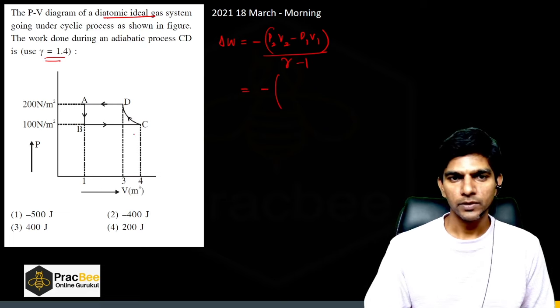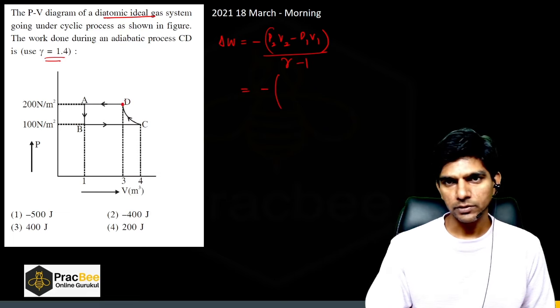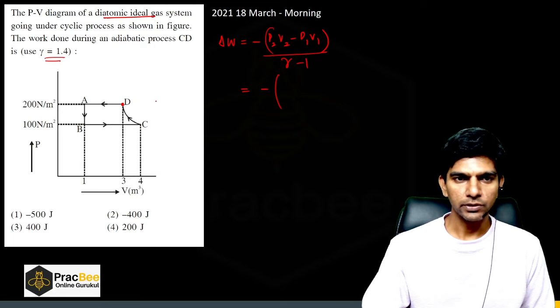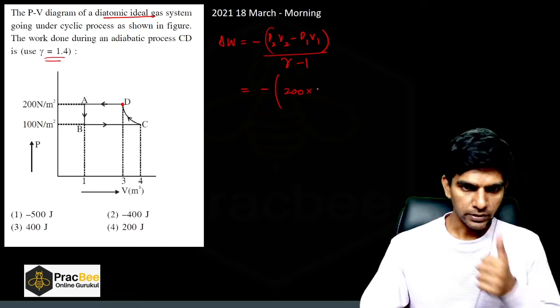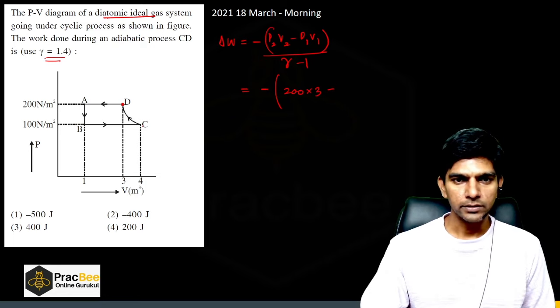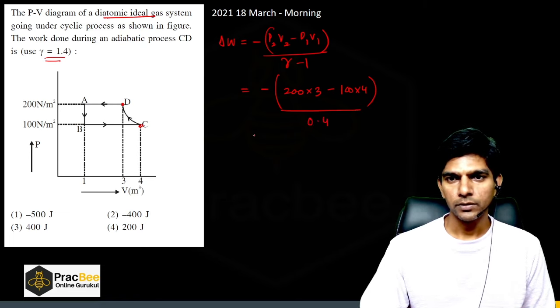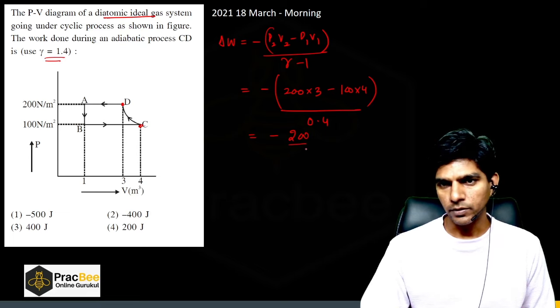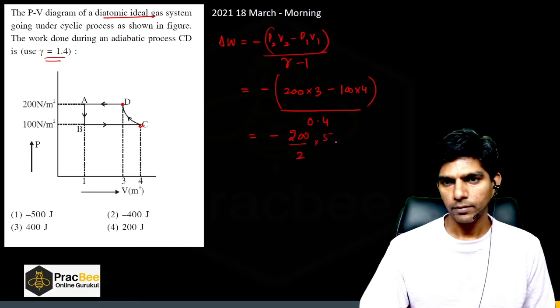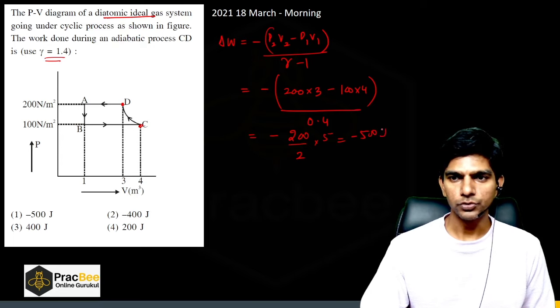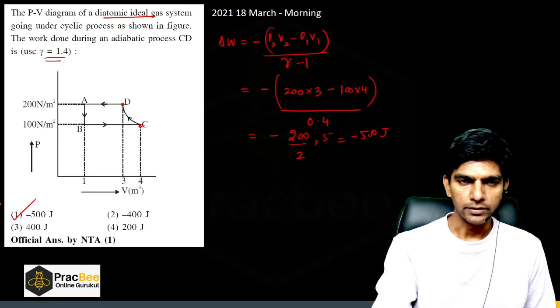So let us put the values. State D is nothing but state 2, so here P2 is 200 and V2 is 3, and P1 is state C, which is 100, and V1 is 4 divided by gamma minus 1, so it becomes 0.4. In the numerator we have 600 minus 400, it will be 200, and in the denominator we have 2 by 5. So this is minus 500 joules. So option 1 is the right answer, right?